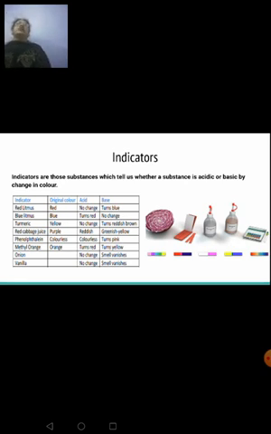Then you have a universal indicator, which is a combination of all indicators. That also we'll be using in our lab when we are doing those practical sessions, right? So just remember, acids are substances that are sour to taste. They produce hydrogen ions in aqueous solution, and they turn blue litmus red. Properties of bases: bases are bitter to taste, they are soapy to touch, they produce hydroxide ions in aqueous solution.